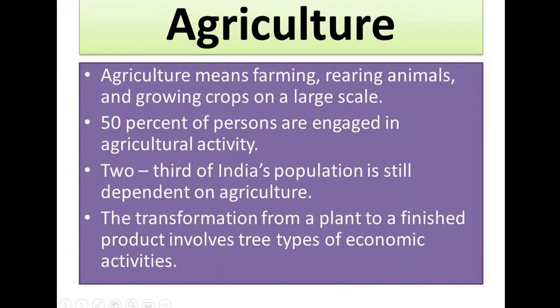Agriculture. It means farming, rearing animals, and growing crops on a large scale. 50% of the persons are engaged in agricultural activities. Two-thirds of India's population is still dependent on agriculture. The transformation from a plant to a finished product involves three types of economic activities.